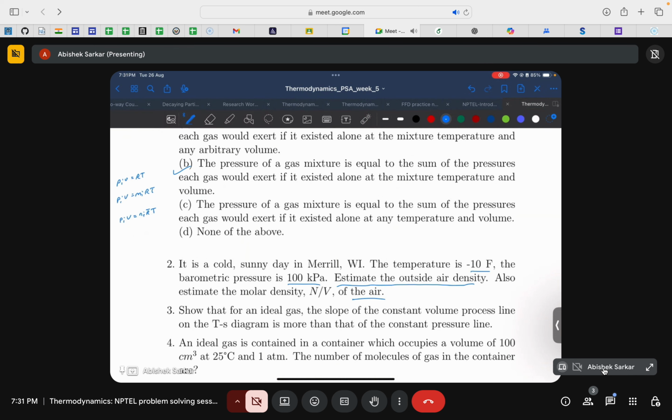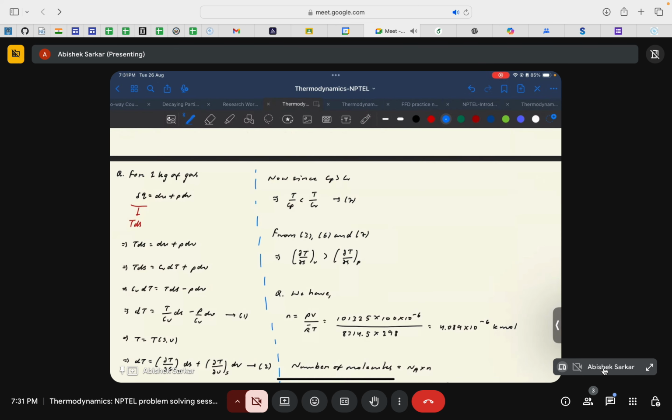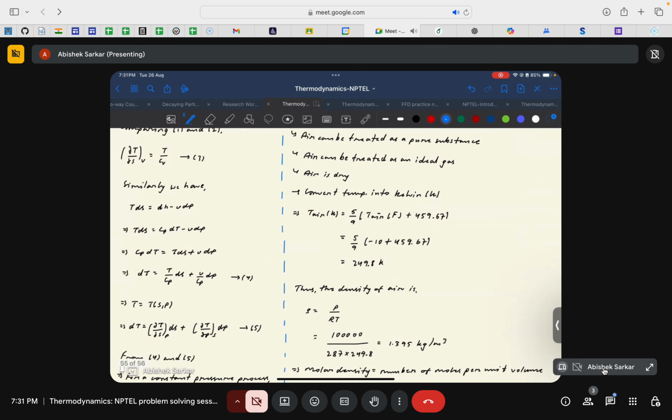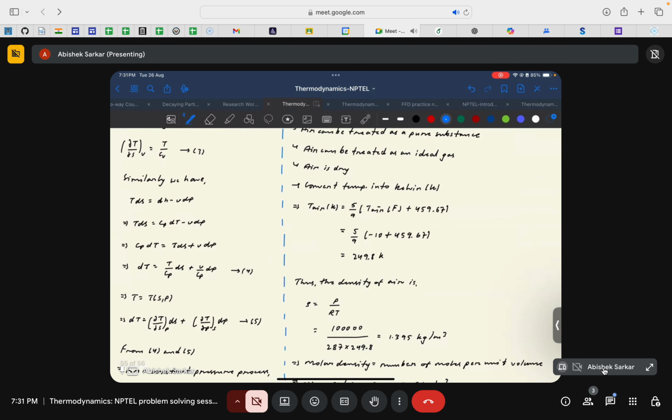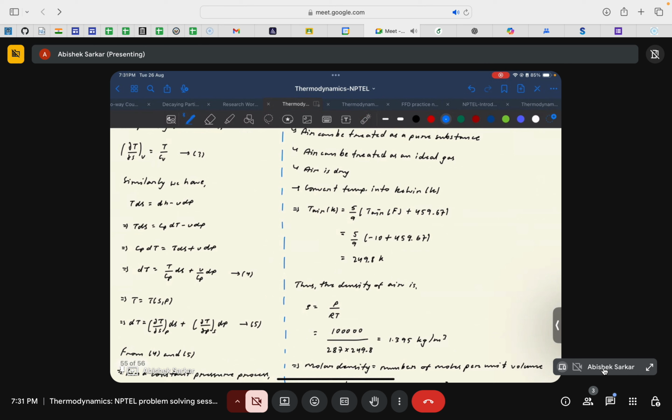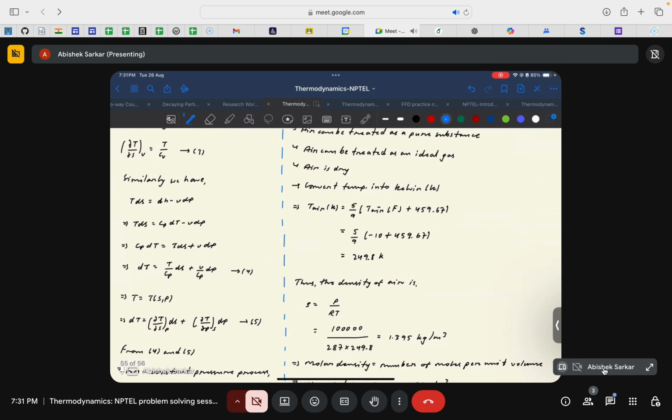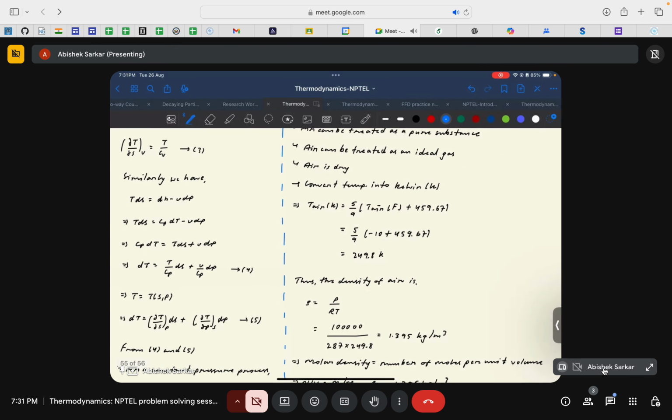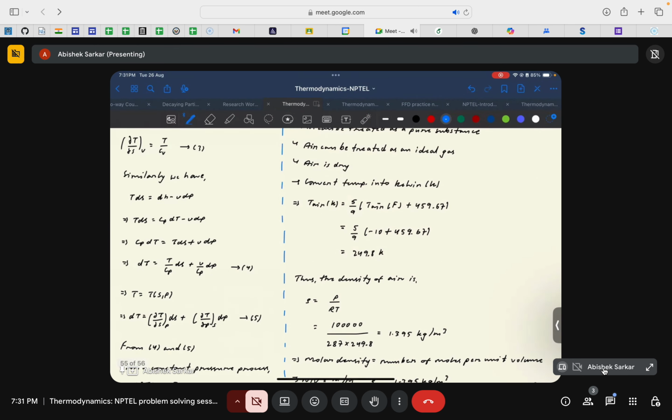So I think I can discuss this one. It's just a temperature scale transformation. The thing was to convert the temperature to Kelvin scale, because all of these calculations that we do in the classical thermodynamics perspective, we do in the Kelvin scale. So T in Kelvin will be given by 5 by 9 times T in the Fahrenheit scale plus 459.67. So T in Fahrenheit scale is minus 10. So T in Kelvin scale will be 5 by 9 times minus 10 plus 459.67, or T in Kelvin scale would be 249.8 Kelvin.